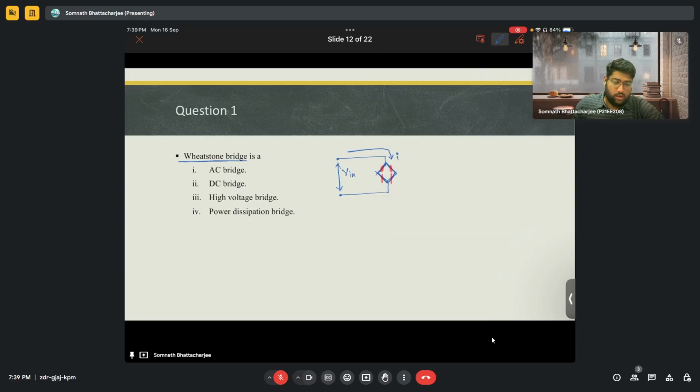As we have already told you, V input is a DC voltage. It can't work with an AC voltage, so it is obviously not an AC bridge. Then it is obviously a DC bridge. Will high voltage work? No, it won't, because there is only resistor circuitry, so high voltage bridge is also wrong, and there is no power dissipation as such. So this is not a power dissipation bridge either. It is nothing but a DC bridge.